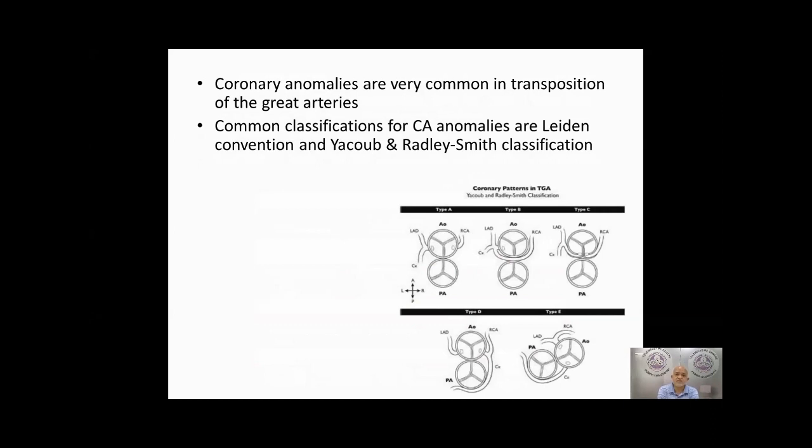The second thing we need to define in TGA is the coronary artery anomalies, because we have to switch the aorta and pulmonary artery. We will discuss that in surgery. Various types of anomalies are described. The typical pattern would be opposite-facing sinuses giving rise to the coronary arteries. You can see this sinus gives rise to the left system and the opposite sinus gives rise to the RCA. There are various single coronary artery patterns and other anomalies.